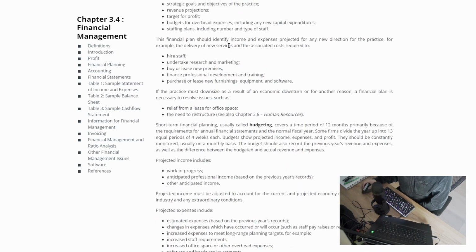This financial plan should identify income and expenses projected for any new direction for the practice. For example, the delivery of new services and the associated costs required to hire staff, undertake research and marketing, buy or lease new premises, finance, professional development, and training, purchase or lease new furnishings, equipment, and software.